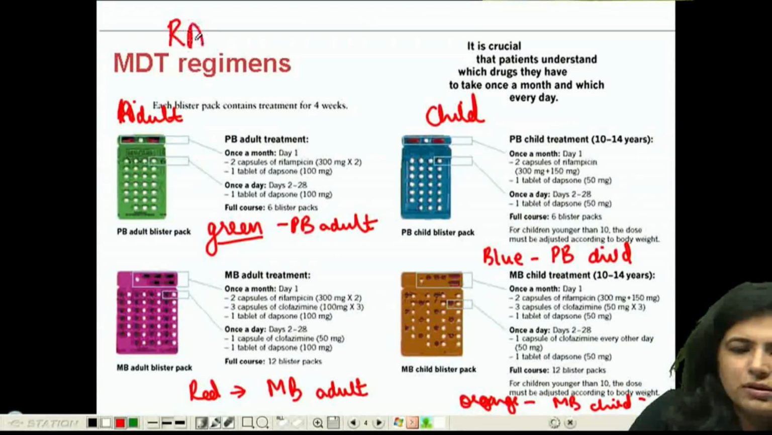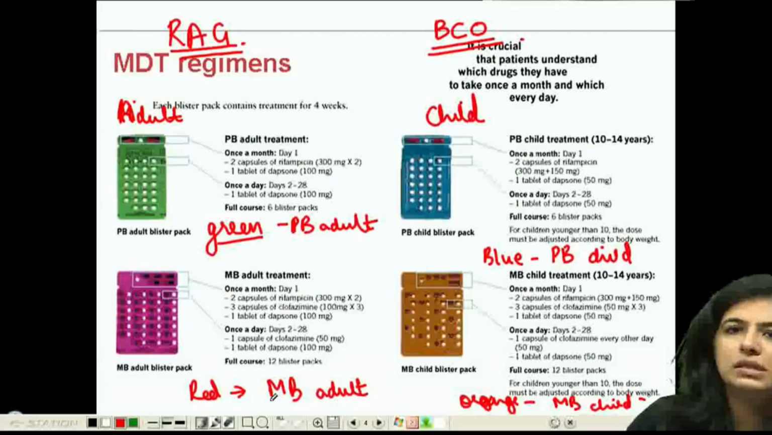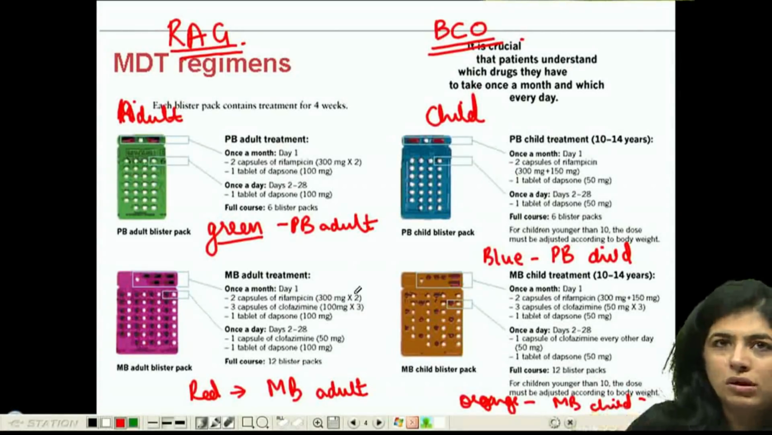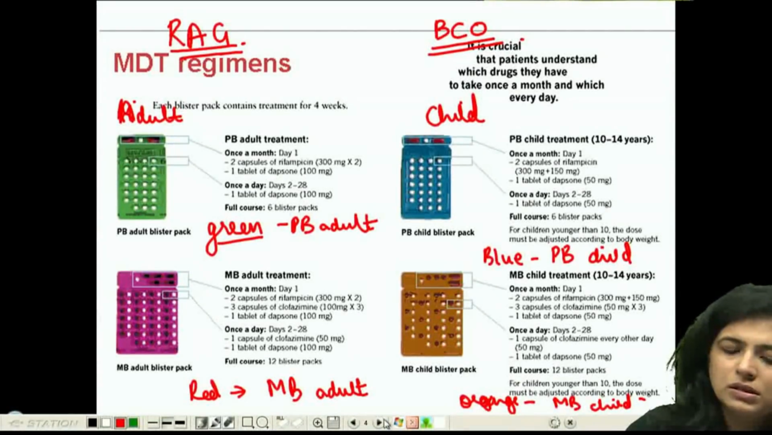So this is actually RAG, and this is BCO. Just remember these two things, RAG and BCO. You will not forget it. Clear to you? Yes? Good.